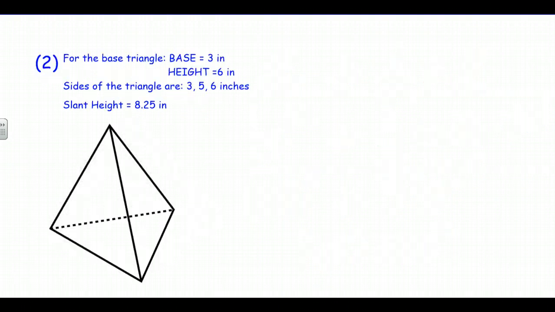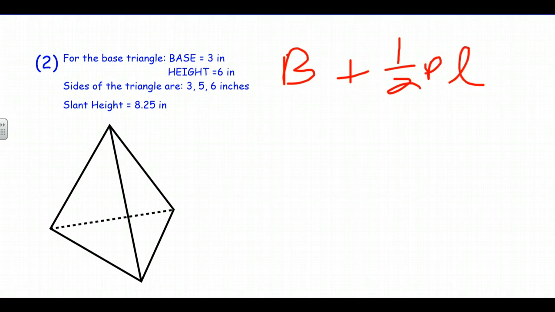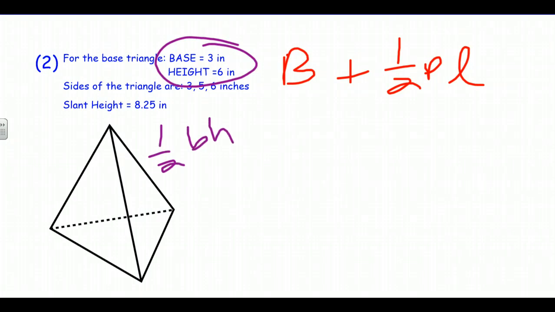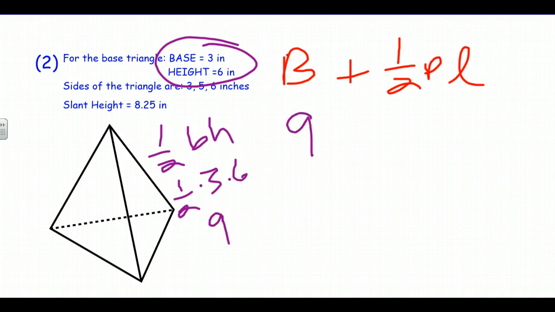Now if we move on to the second pyramid, which has a triangular base, it's a little bit more difficult. Still same surface area formula. Surface area is the base plus 1/2 the perimeter of the base times slant height. For this case, the base is a triangle. We know that the base and the height of the triangle are 3 and 6. So 1/2 base times height for the area of a triangle is 1/2 times 3 times 6, which is 9. So the base is 9 square inches.